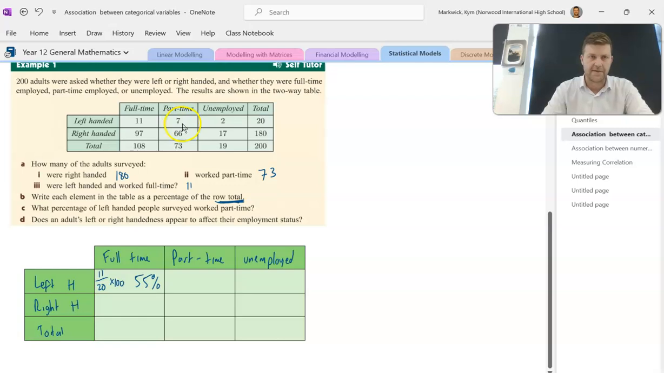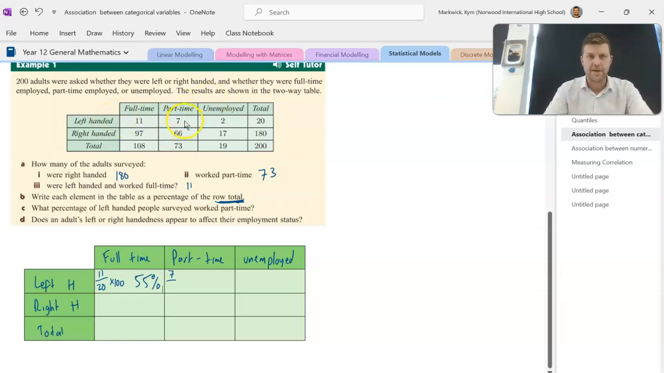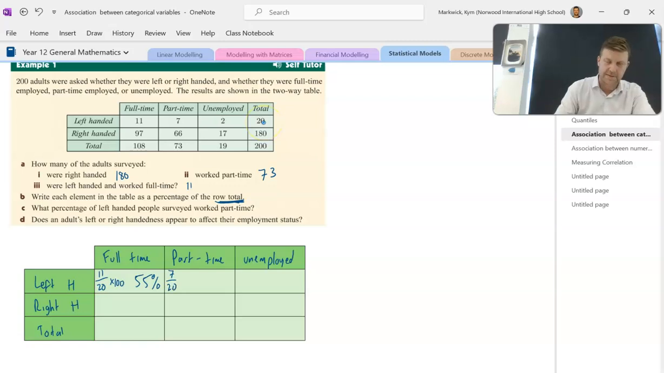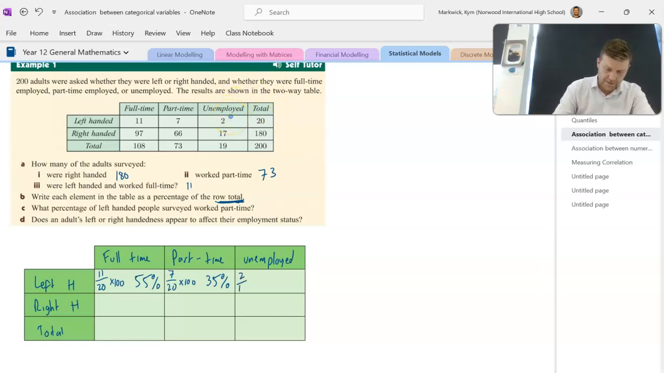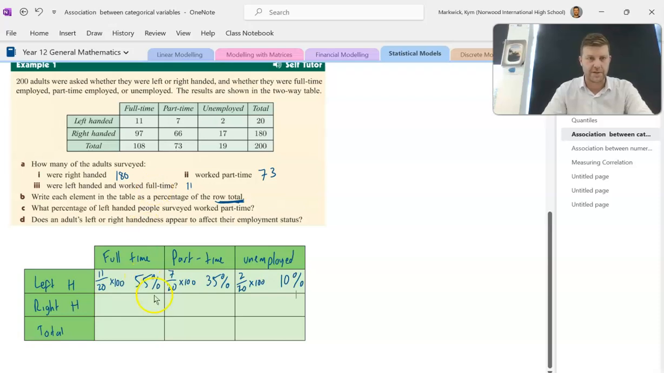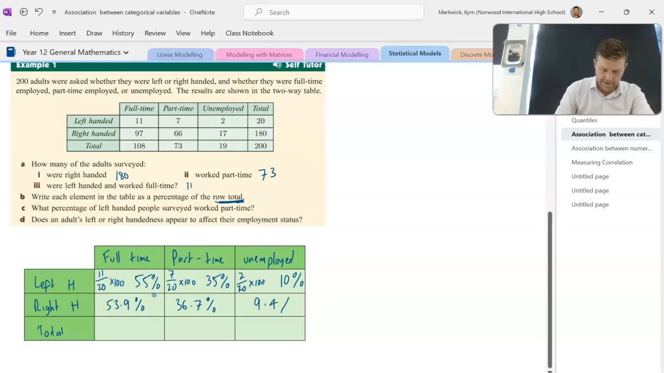Then I would look at the 7 left-handers that are part-time. Again, it's 7, the frequency of left-handers that are part-time, divided by the total number of left-handers, in this case the row total, again multiplied by 100 to convert that to a percentage, which would give me 35%. And unemployed is 2 divided by 20 times 100, which would give me 10%. Now I'm just going to fill in the rest here because I've already done this working out. So right-handers full-time employed works out to approximately 53.9%. Right-handers that are part-time employed works out to approximately 36.7%. And right-handers that are unemployed works out to 9.4%.